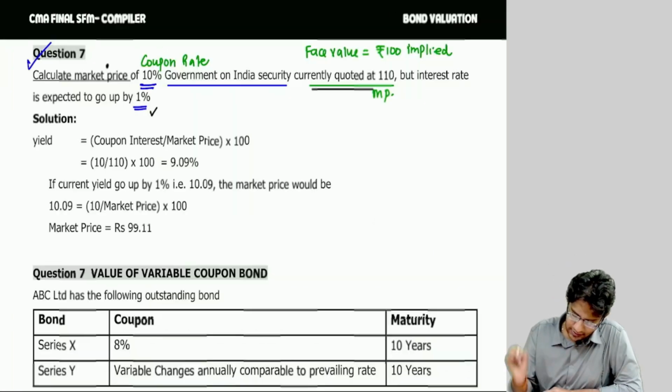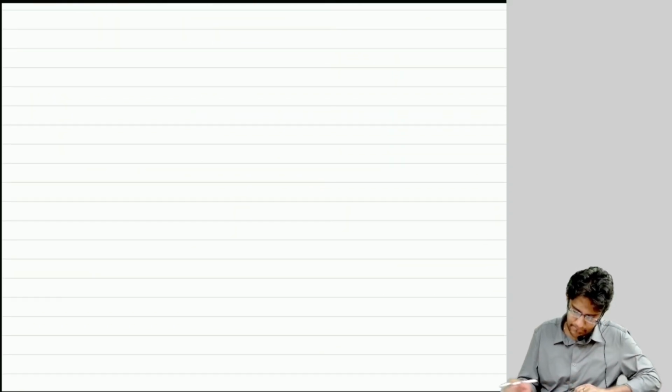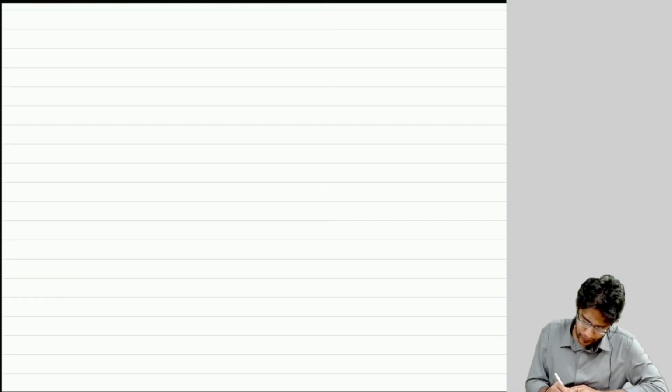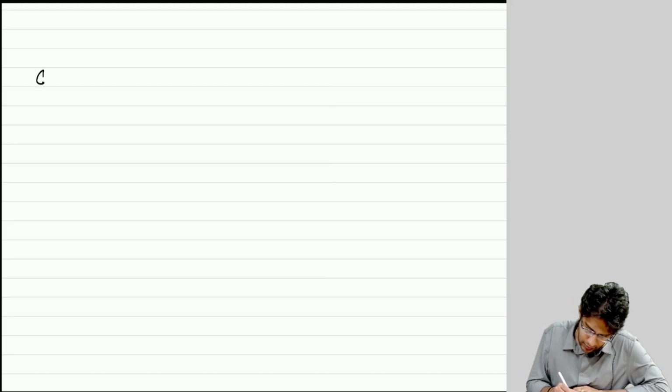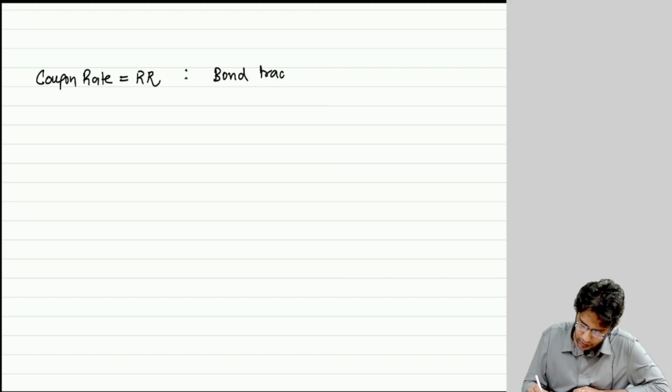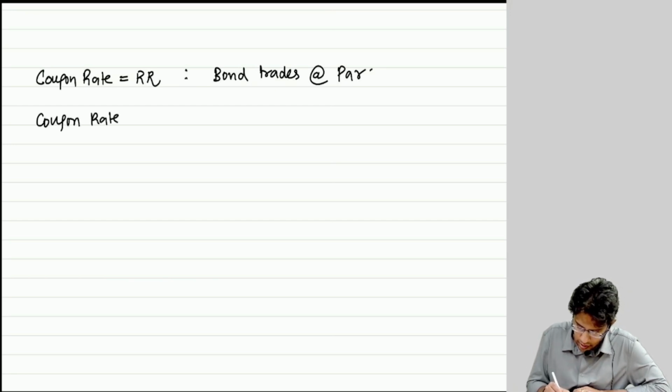So let's compile like this. If coupon rate is equal to required return, then the bond trades at par value. If coupon rate is less than required return, then the bond trades at discount.